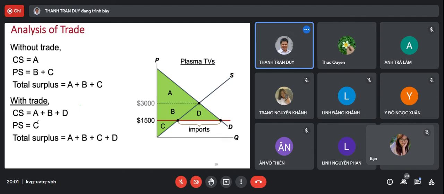Do you like this? Yes or no? Yes, for sure, because we get low prices and we gain a lot of surplus. But as a local producer, for sure, we do not like it, right?